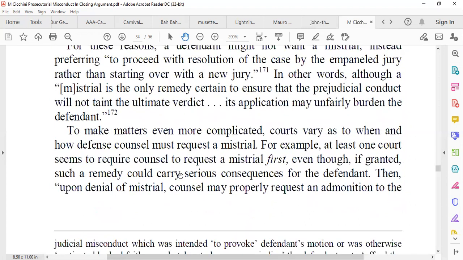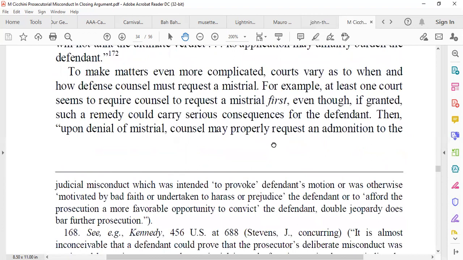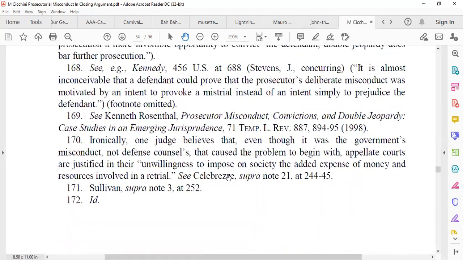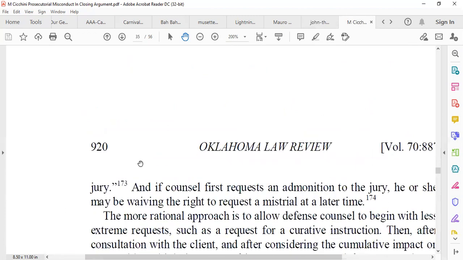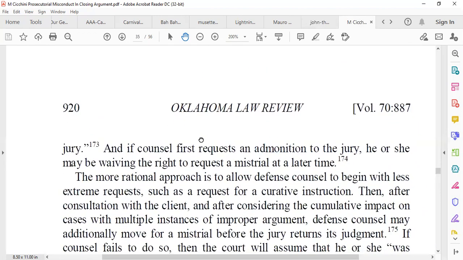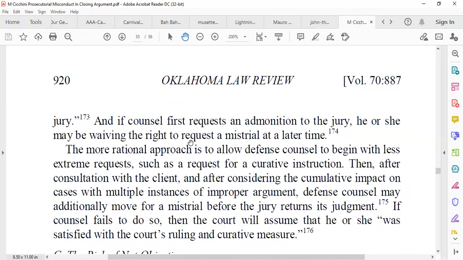To make matters even more complicated, courts vary as to when and how defense counsel must request a mistrial. For example, at least one court seems to require counsel to request a mistrial first, even though, if granted, such a remedy could carry serious consequences for the defendant. Then, upon denial of mistrial, counsel may properly request an admonition to the jury. And if counsel first requests an admonition to the jury, he or she may be waiving the right to request a mistrial at a later time.